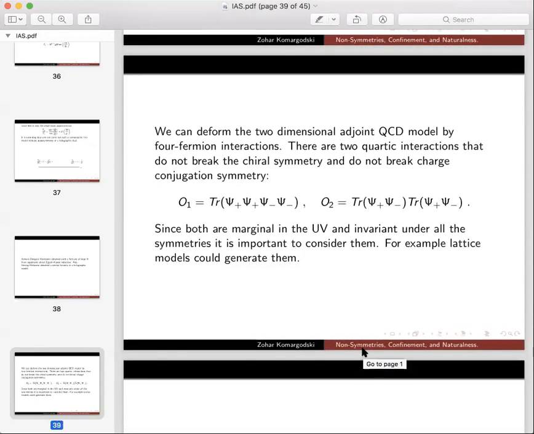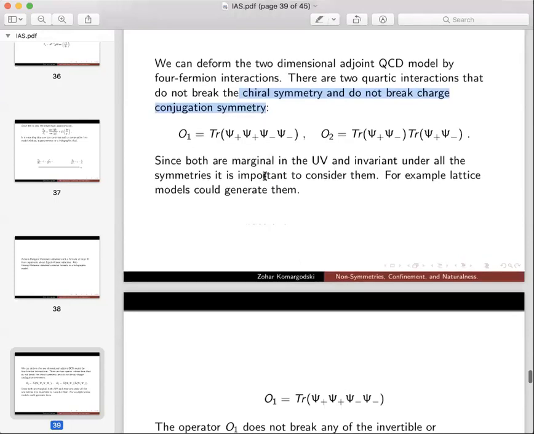One final thing that I wanted to mention is the fact that this gauge theory can also be deformed by quartic operators, such as this or that. And these are the only quartic operators that I will discuss. They are the only ones that preserve the chiral symmetry at the massless point and do not break charge conjugation symmetry. So these are the only ones. They are trivial for SU(2), but they're non-trivial for SU(4) and higher.